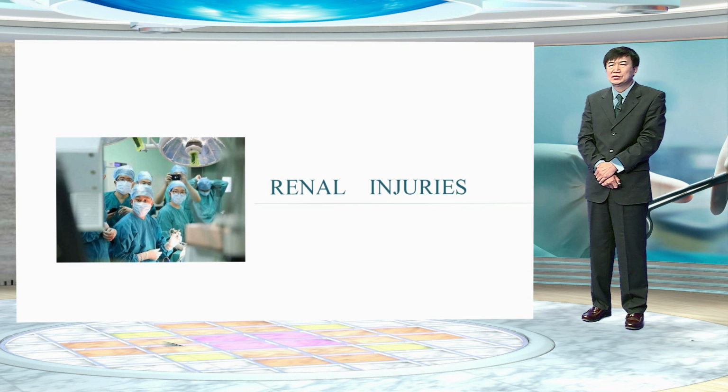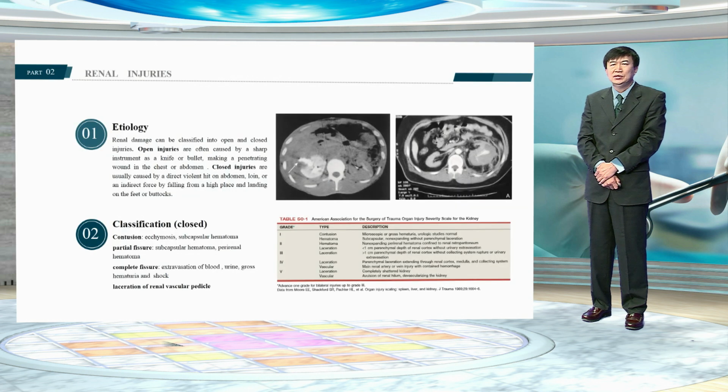The first is renal injuries. Renal injury can be classified into penetrating and blunt injuries. Penetrating injuries are often caused by a sharp instrument, such as a knife or a bullet, making a penetrating wound in the chest or abdomen. Blunt injury is usually caused by a direct violent hit on the abdomen or loin, or indirect force by falling from a high place and landing on the feet or buttocks.